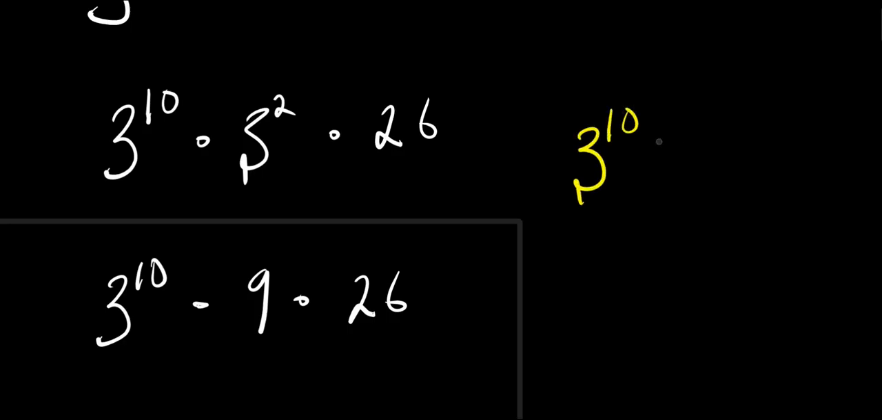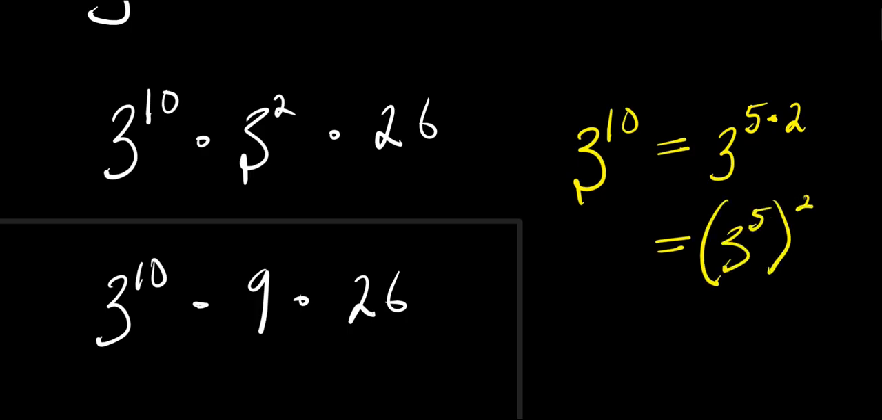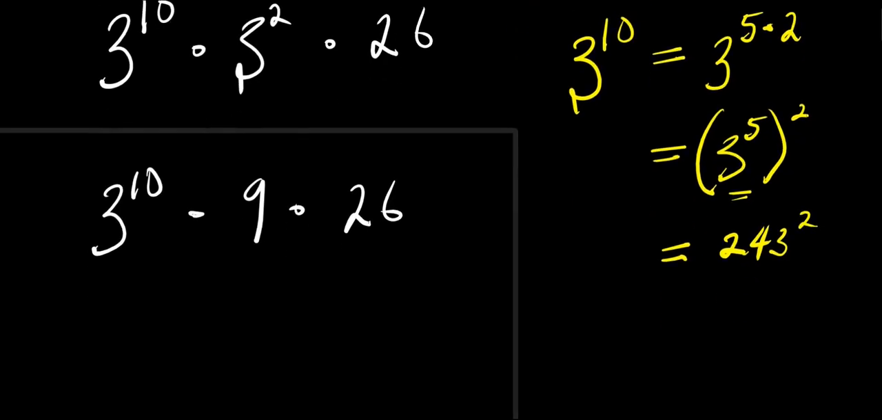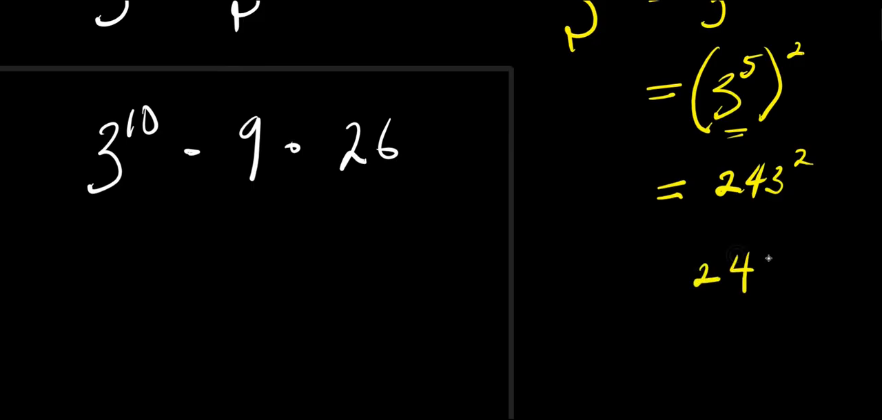And 3 power 10 equals 3 power 5 times 2, and this is 3 power 5 to the power of 2. And 3 power 5 equals 3 times 3 times 3 times 3 times 3. This is 9, 27, 81, 243. This is 243 power 2, and this means 243 times 243.